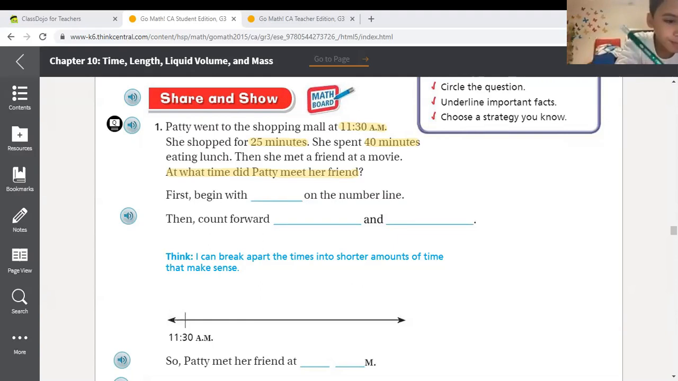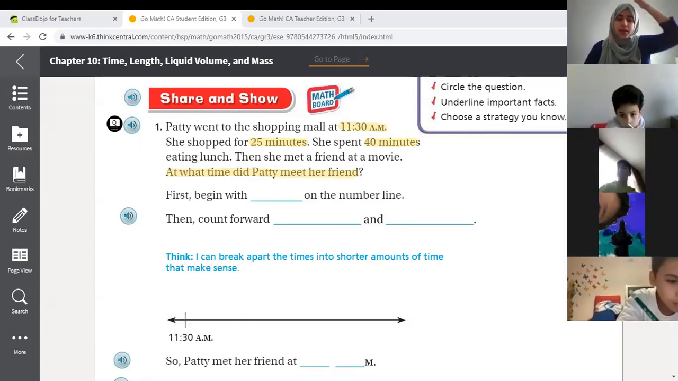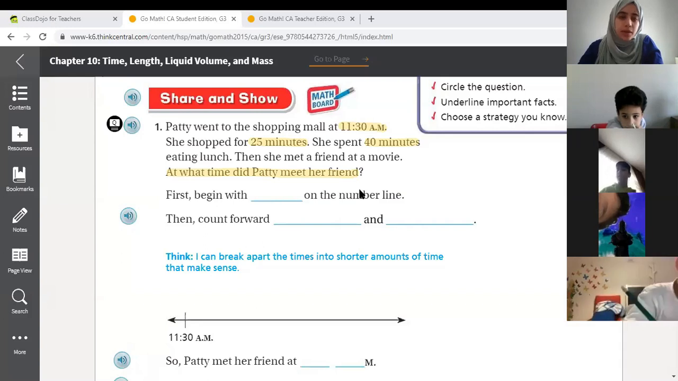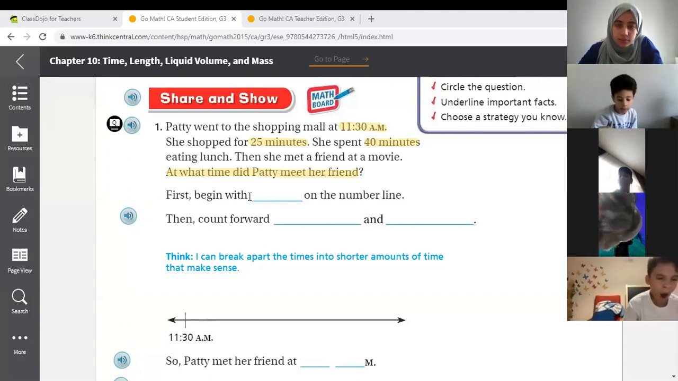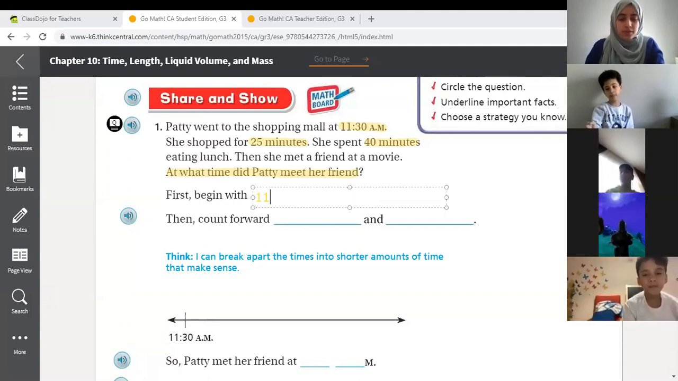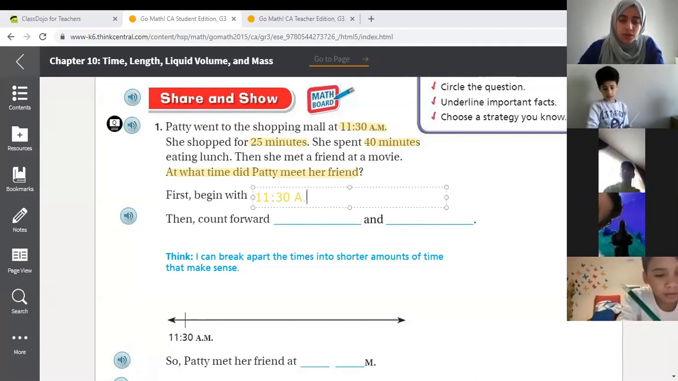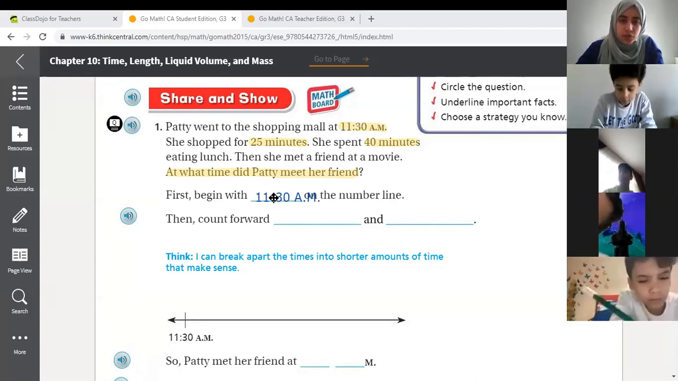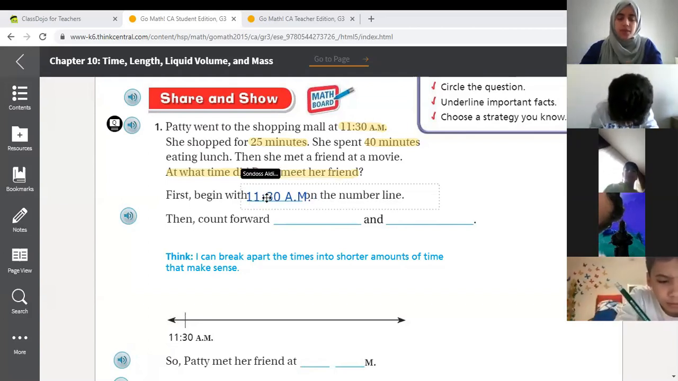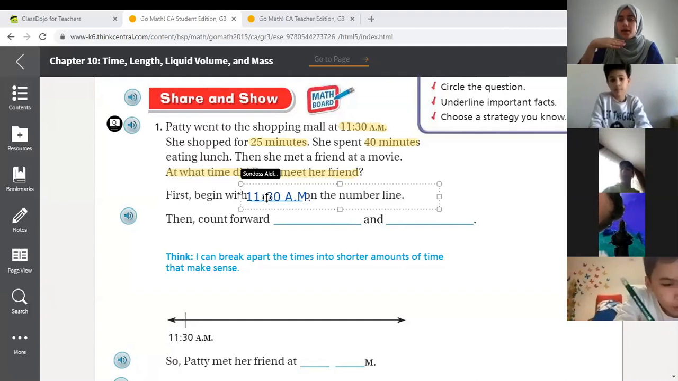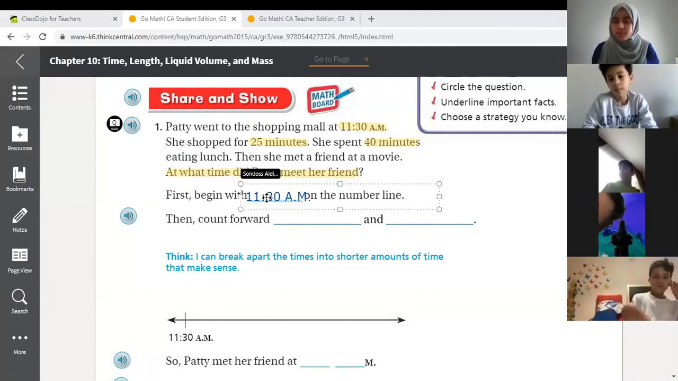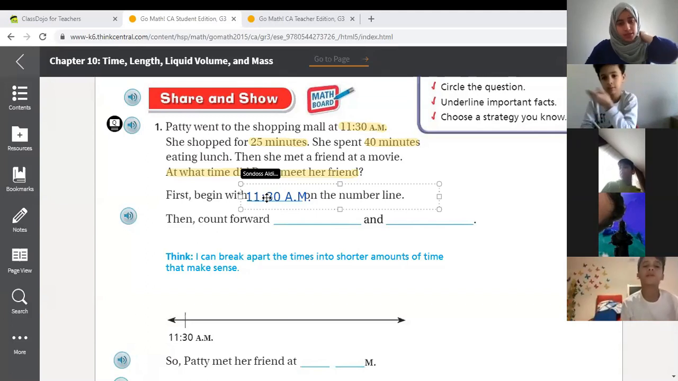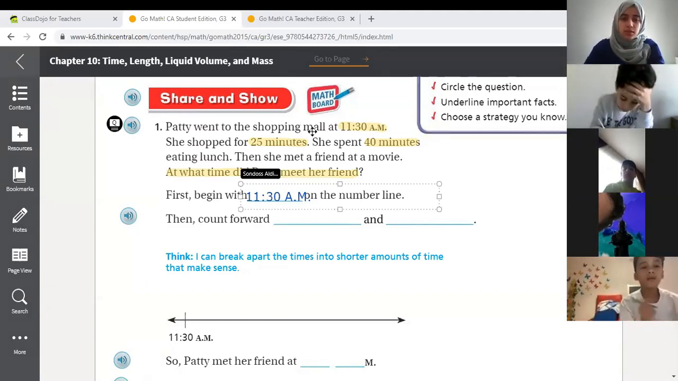Fahad, first, begin with, what do we start with on the number line? What time did they give us, Fahad? 11:30 a.m. Good job. They gave us the start time, which is 11:30 a.m. So we need to start our number line with 11:30 a.m. And then we need to count backwards or forwards. Because we have the start time, do we need to count backwards or forwards? Forwards. Excellent. Thank you, Fahad.